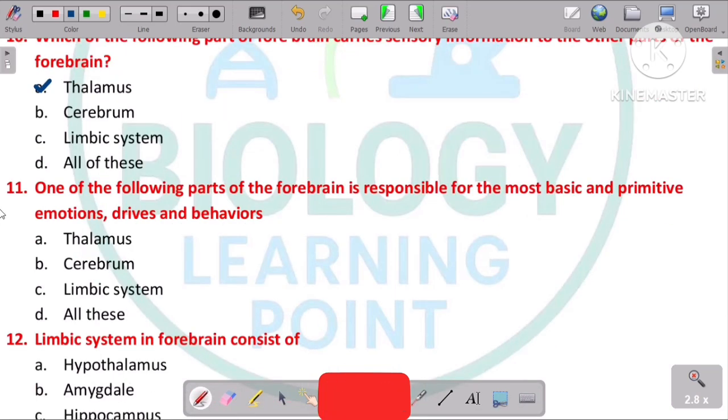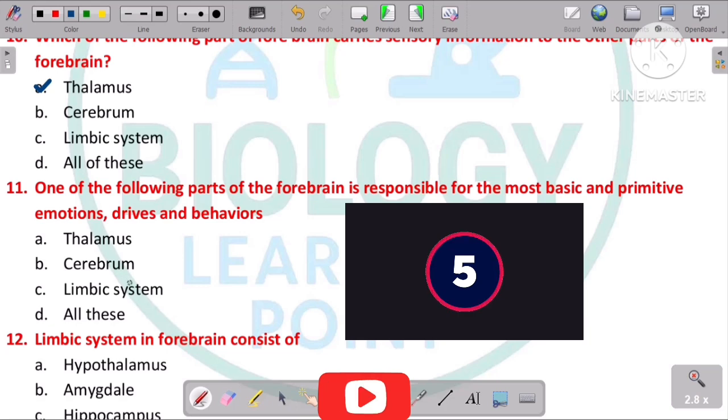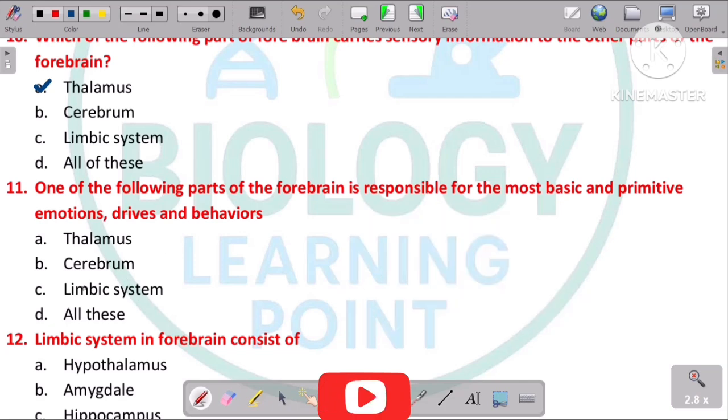So the next question is: which one of the following parts of the forebrain is responsible for the most basic and primitive emotions, drives and behaviors? So the options are. So the right option is option C, limbic system.